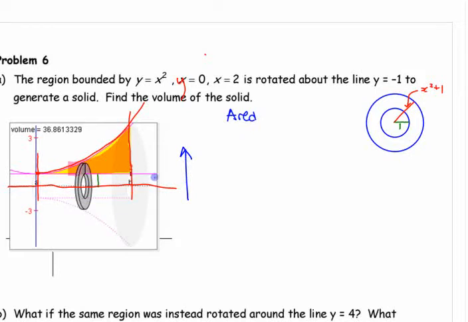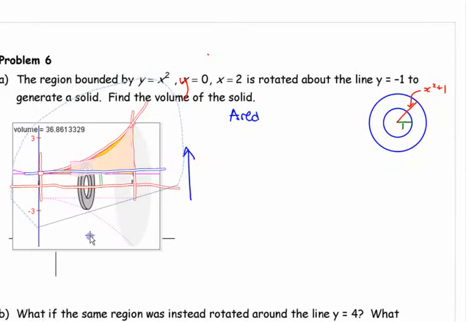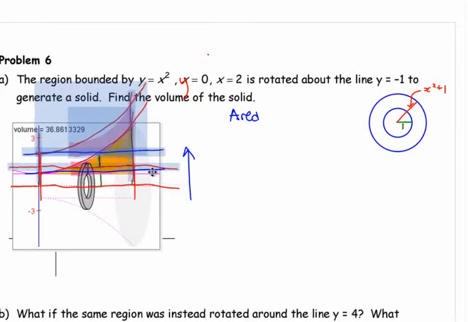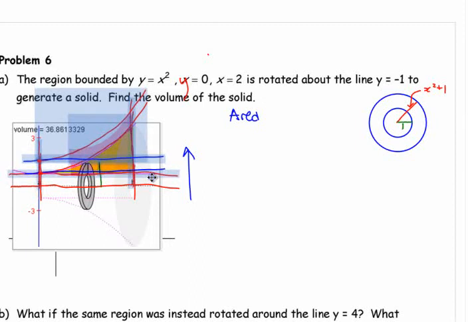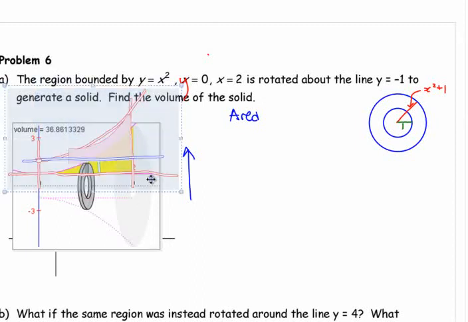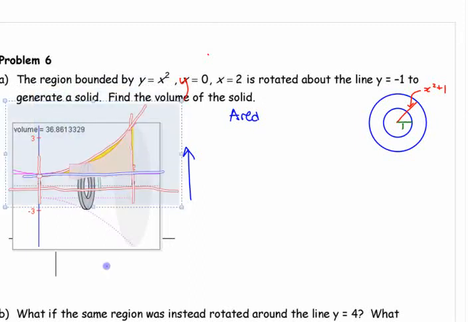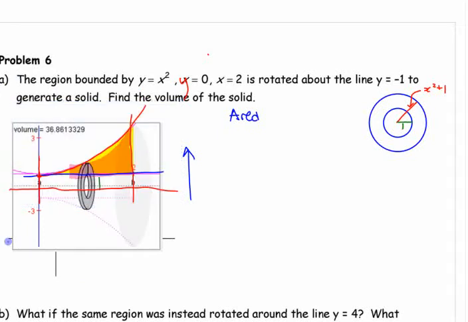right? You could take the whole thing and move it up one, which is going to mean all of these things are moving, right? If you move this entire thing up, it just makes it so that the axis you're rotating it around is the x-axis, and some people find that easier. Regardless of that, the inside radius here is 1, and the outside radius is x squared plus 1.